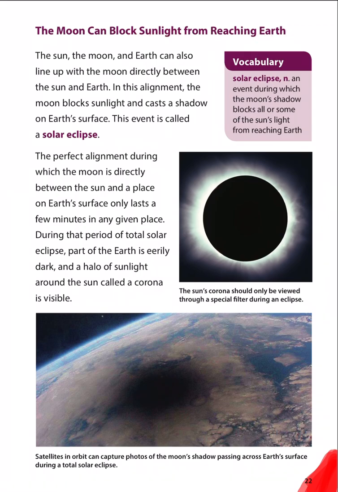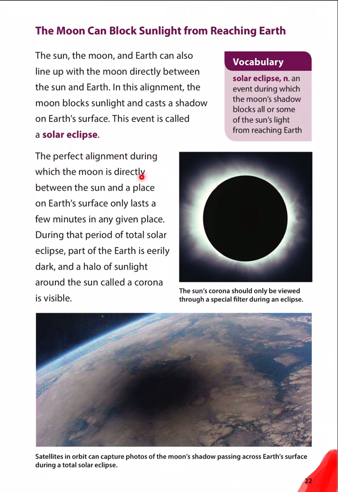The Moon can block sunlight from reaching Earth. Vocabulary. Solar eclipse: an event during which the Moon's shadow blocks all or some of the Sun's light from reaching Earth. The Sun, the Moon, and the Earth can also line up with the Moon directly between the Sun and the Earth. In this alignment, the Moon blocks sunlight and casts a shadow on Earth's surface. This event is called a solar eclipse.